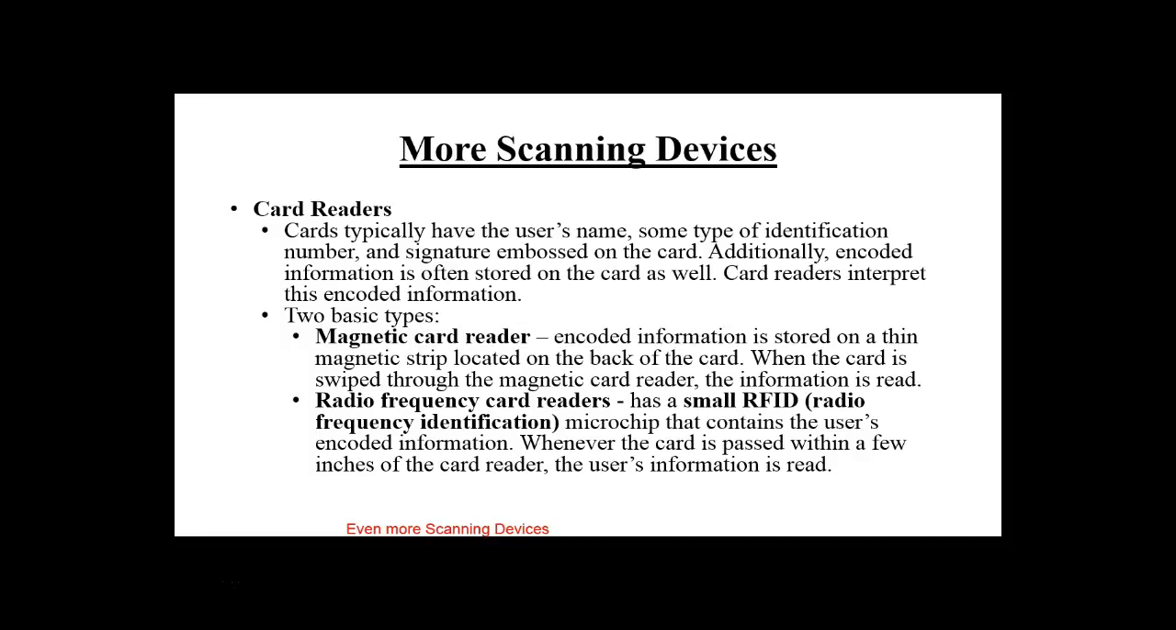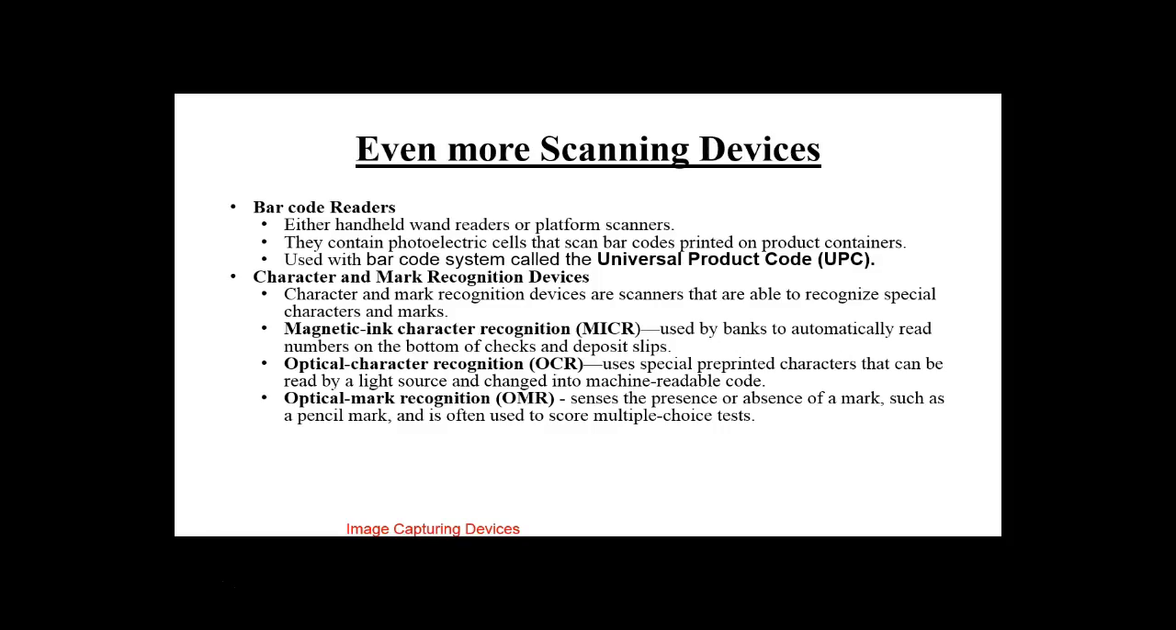There's the magnetic card reader. The information is encoded on a thin magnetic strip located on the back of the card. And then there's the RFID reader, which has a small RFID, radio frequency identification, microchip that contains the user's encoded information. Whenever the card is passed within a few inches of the card reader, the user information is read. There's of course barcode readers that are able to read UPC codes and other types of printed codes.